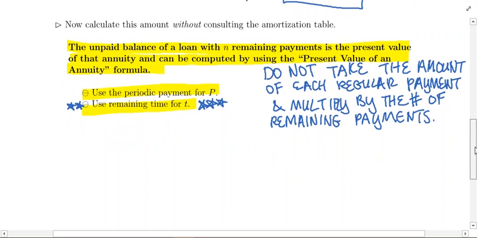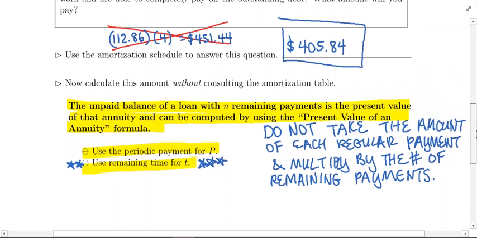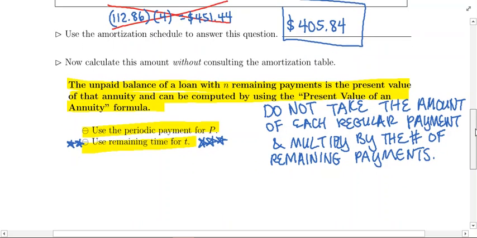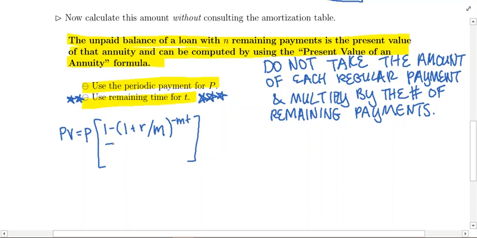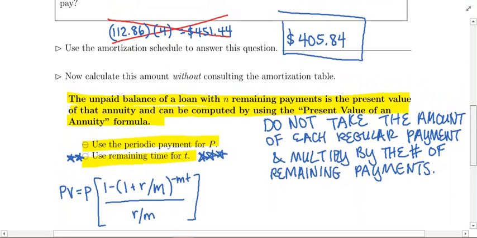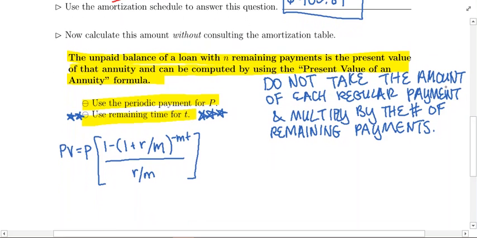All right. So we're going to come up with this $405.84 number by applying a formula. We would use the present value of an annuity formula, so I'm going to go ahead and write that down. We are going to do what this says. You are going to be solving for the present value here. So this is another bullet point I'm going to add: solve for PV. That's going to be how much you still owe.